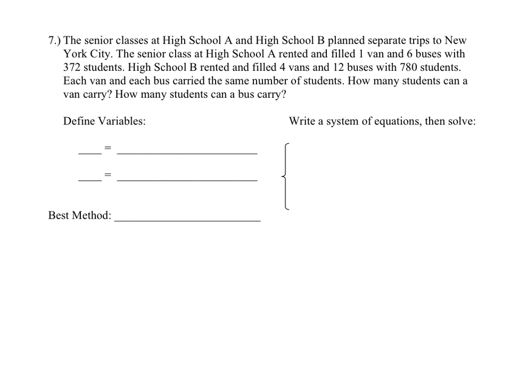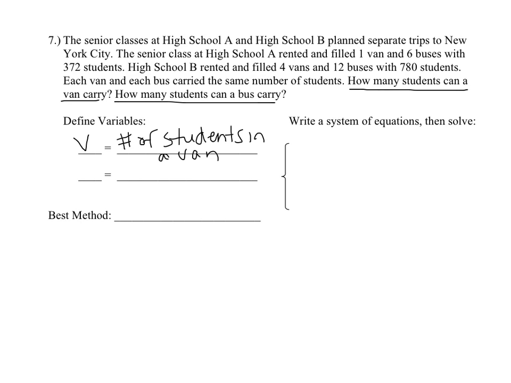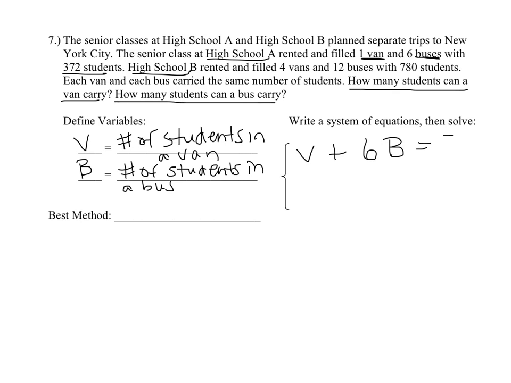Okay. Right there, those questions are going to give you your variables. I'm going to call V the number of students in a van. And I'm going to go ahead and call B the number of students in a bus. Okay? All right, so now we've got... You don't want to say that your variables are A and B because we've got an equation for school A and an equation for school B. So let's take an equation for school A. 1 van and 6 buses with 372 students. Well, there you go. V plus 6B equals 372.